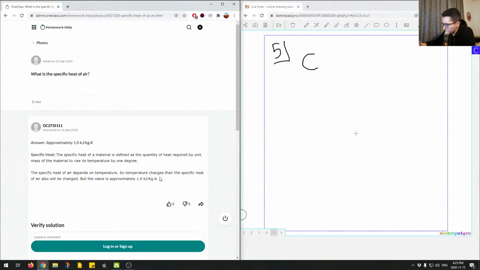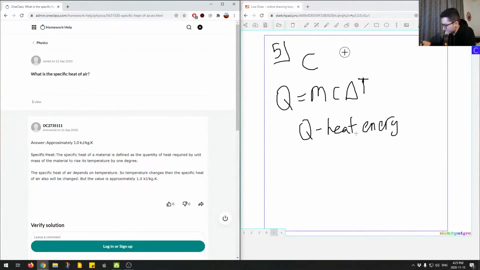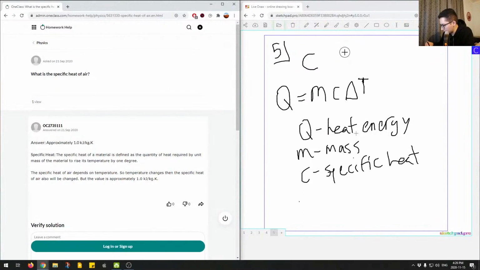And it's often used in this formula. Q is equal to mC delta T. So this C right here is specific heat. I'll define all the variables. Q is the heat energy. M is mass of the material. C is specific heat. And finally, delta T is change. Whenever you see a delta, it means change, and here it's in temperature.